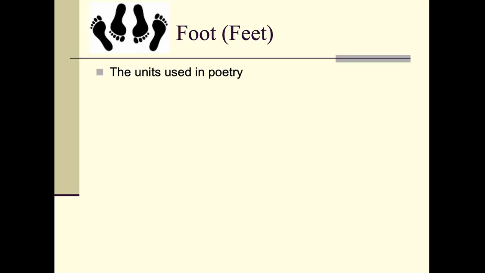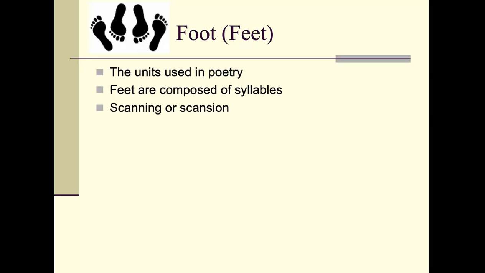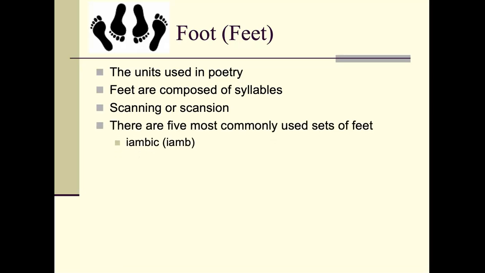Or Shakespeare's feet or foot. And what this refers to is the units used in poetry. A foot in poetry is composed of syllables, and the syllables are arranged in some kind of pattern that is usually accented or unaccented. And when we talk about scanning or scansion, that has to do with the process of determining the prevailing foot in a line of poetry or determining the types and sequence of different feet in a poem.